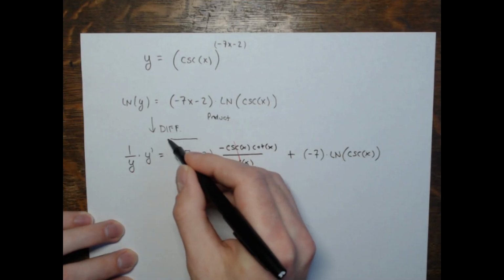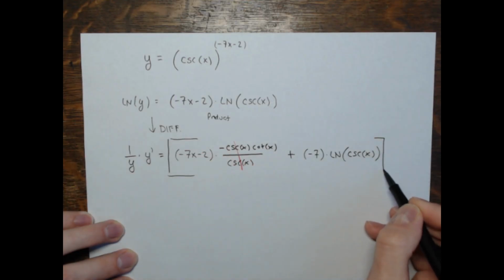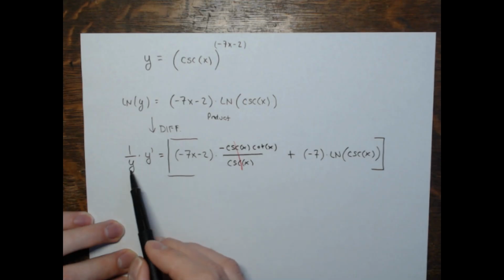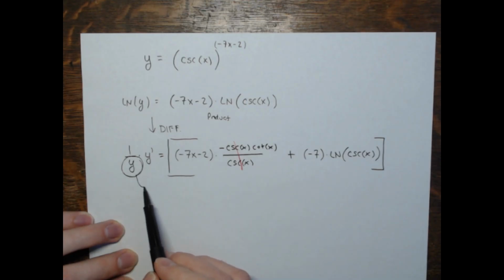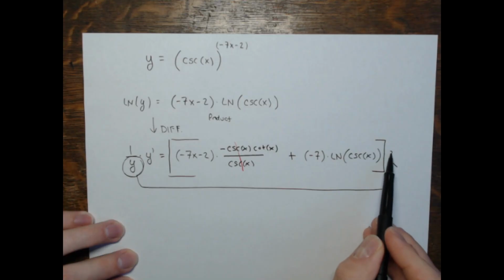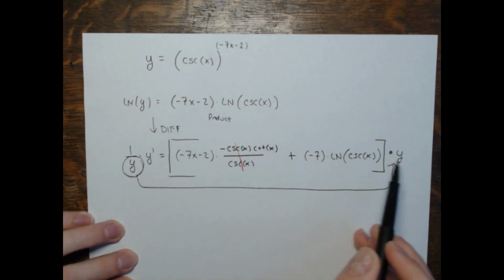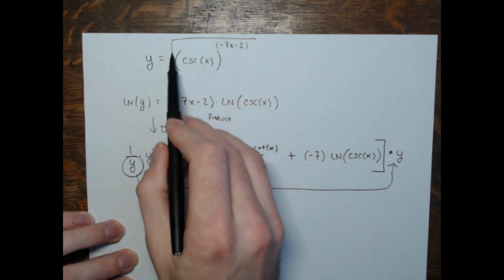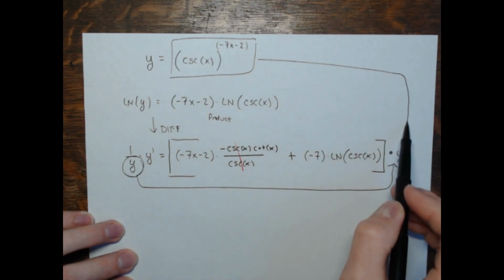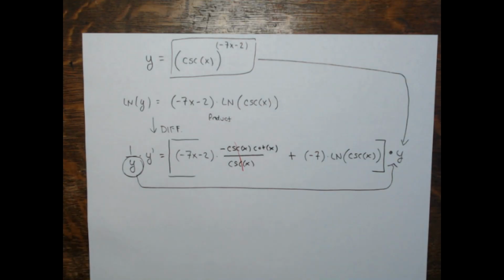Once again, all of this I put in brackets or parentheses, that entire side. And then to get y prime alone, I multiply by y, this 1 over y, multiply by y, get it over there. And then y was this original expression, so I'm substituting that back in for y, and we'll get our derivative function.